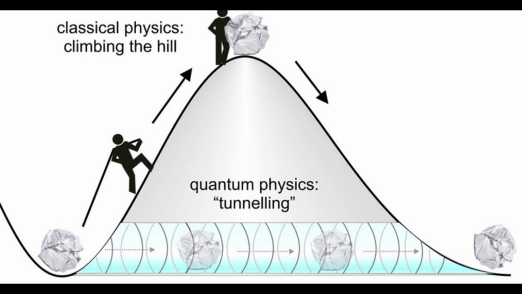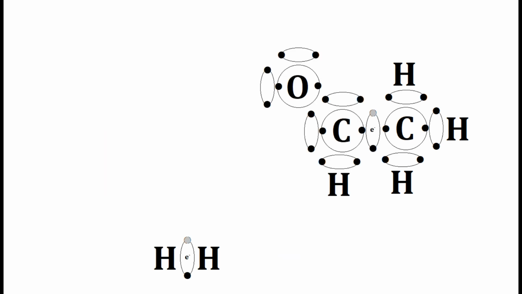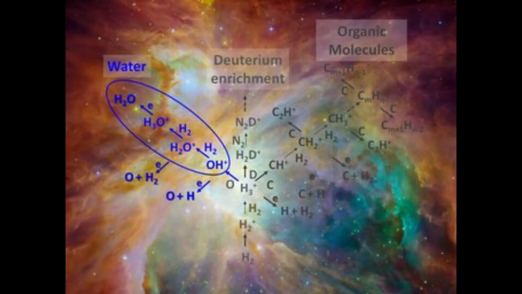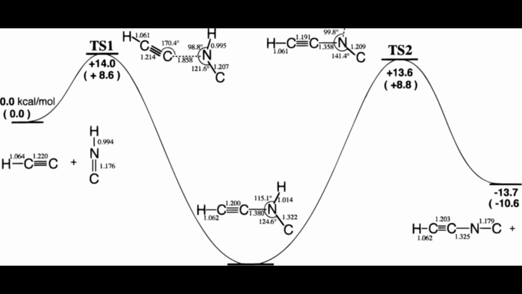One way this could be circumvented is via quantum tunneling, which produces transient free radicals which will spontaneously react with one another. In stellar nurseries, there are two main kinds of gaseous phase reactions: ion-neutral and neutral-neutral reactions.